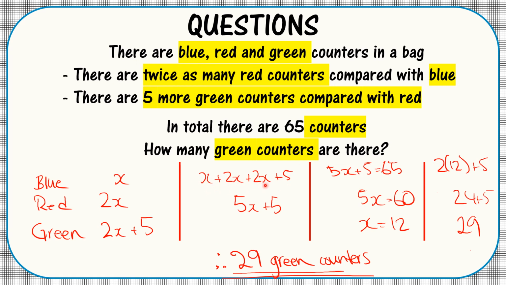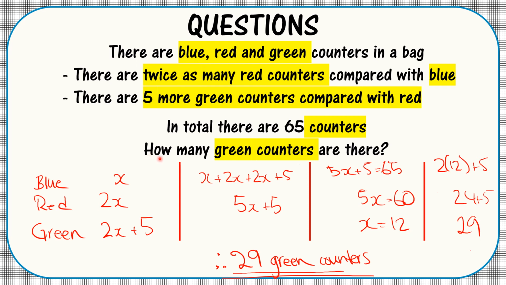When you simplify this, it becomes 5x plus 5. Now we know how many counters there are in the bag. There are 65 in total. So we can say that 5x plus 5 is equal to 65. Now all we need to do is solve this. Take this 5 to the other side. 5x is equal to 60. Divide both sides by 5. x is equal to 12.